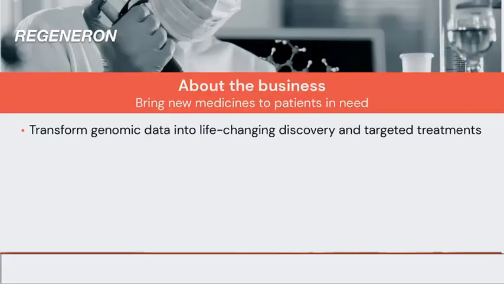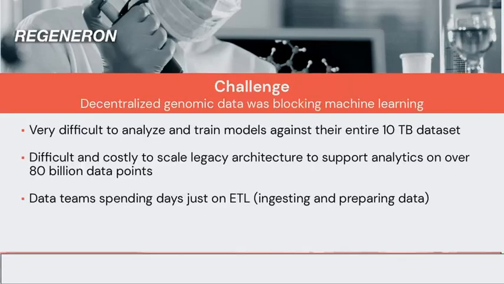Regeneron's mission is to tap into the power of genomic data to bring new medicines to patients in need. However, with poor processing performance and scalability limitations, their data teams could not analyze petabytes of genomic and clinical data. Databricks now empowers them to quickly analyze entire genomic data sets to accelerate the discovery of new therapeutics.